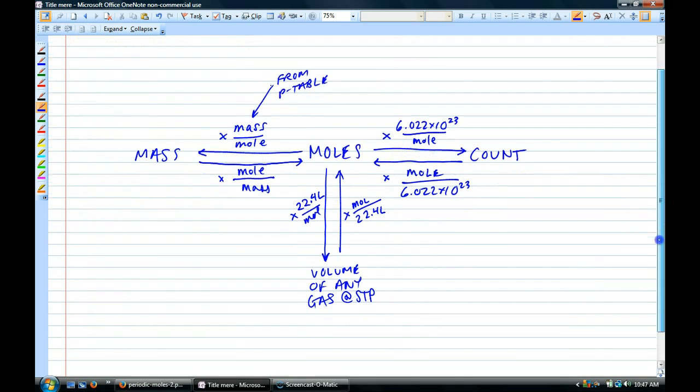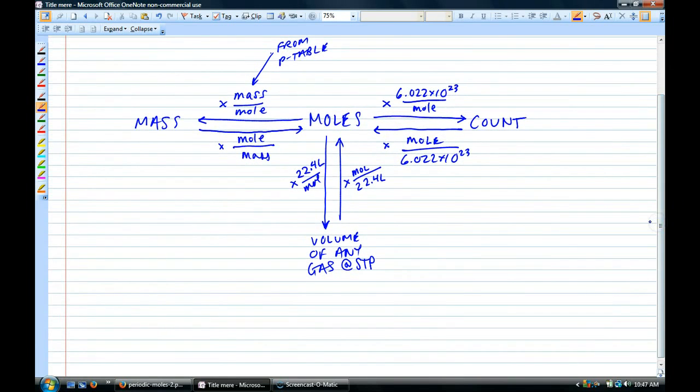Okay, now just keep in mind that this last piece here, the volume of any gas, is a very specific case. It has to be at 0 degrees C and 1 atmosphere, standard temperature and pressure, and it must be a substance in the gaseous state. But it doesn't matter which gas it is. It could be air, it could be CO2, methane, whatever. It doesn't matter. So this map can help you out.